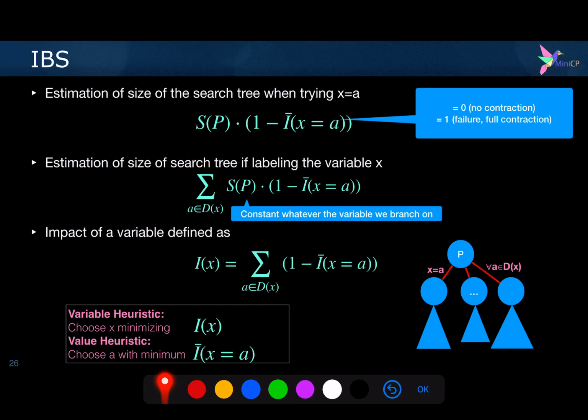So now we can estimate the size of the search tree when trying x equal to a, but without explicitly trying this value x equal to a. It's simply the size of the search tree in the current node, so S(P), times 1 minus the contraction ratio. We do this, and we have an estimate of the size of the search tree that we would get if we were to try x equal to a.